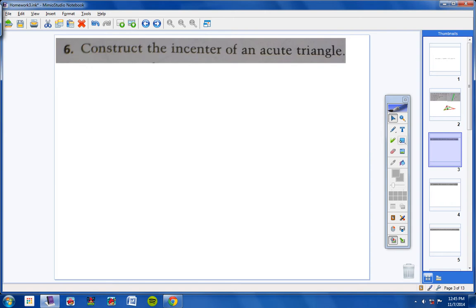Acute triangle. Okay, let's see what we got here. Here's an acute triangle. Just draw a little triangle like this. There we go. I better not do this small. Make it a little smaller. Here we go. Acute triangle.